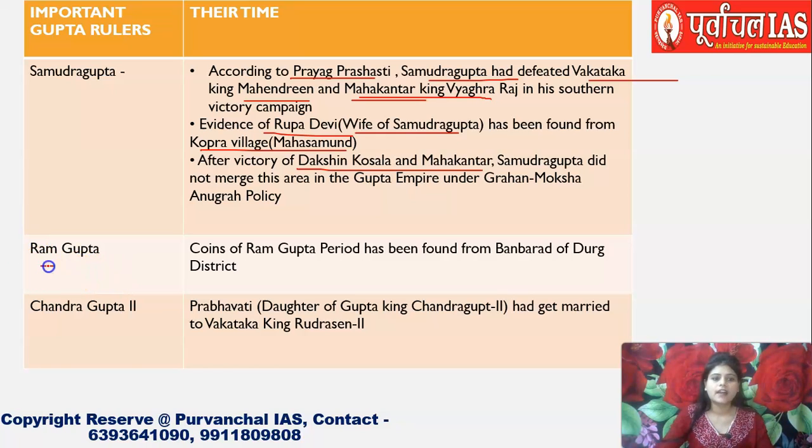The second king is Ramgupta. I told you the coins of the Gupta period have been found from Banbarad of Durg. It is the coin of Ramgupta that has been found from this area. Chandragupta II too, we know that his daughter Prabhavati was married to Rudrasen, a Vakataka king. That is what we are trying to know here.